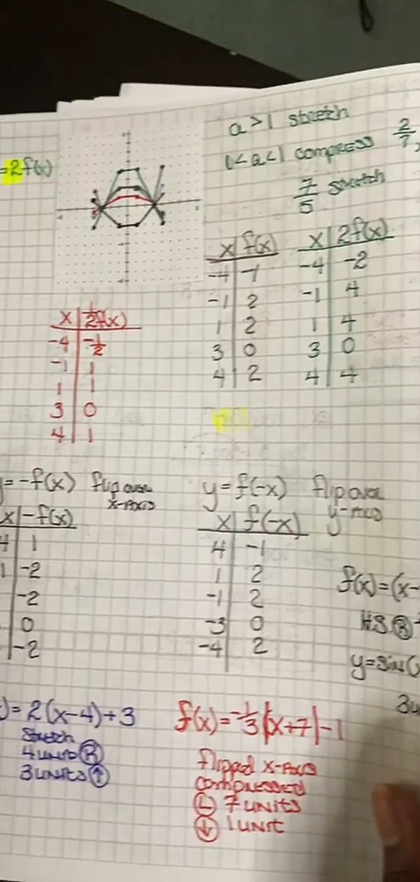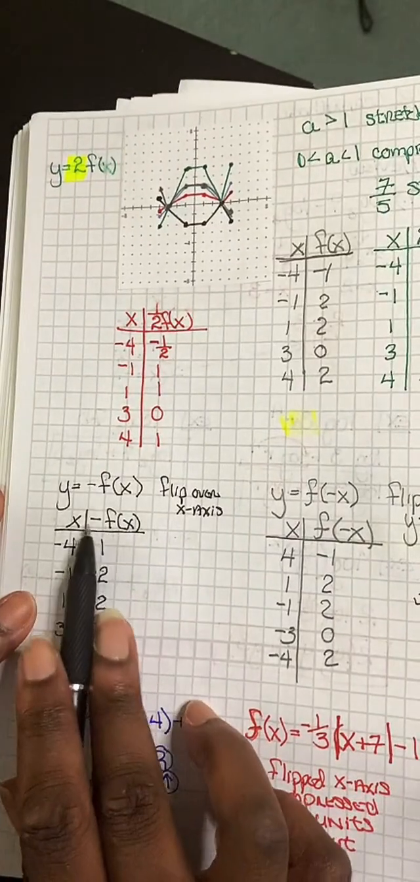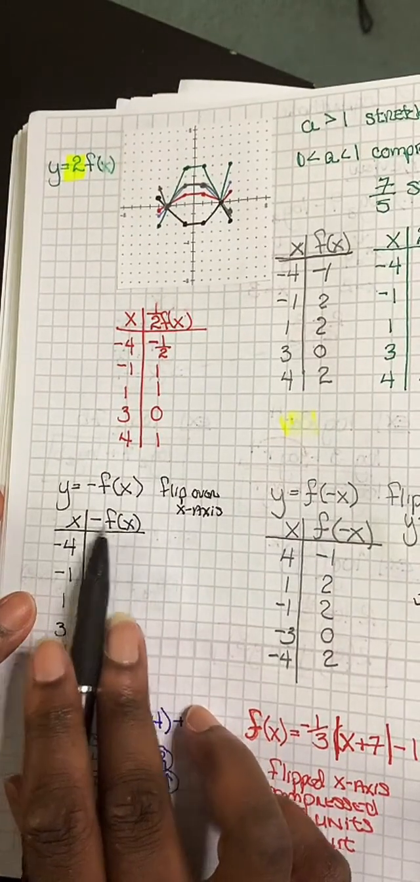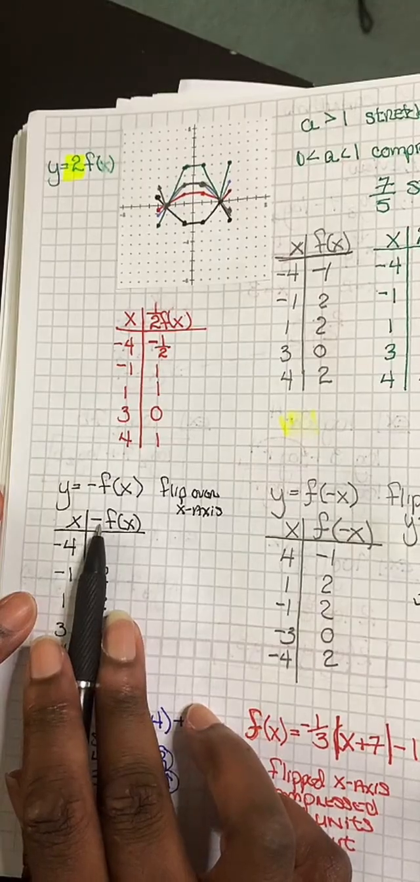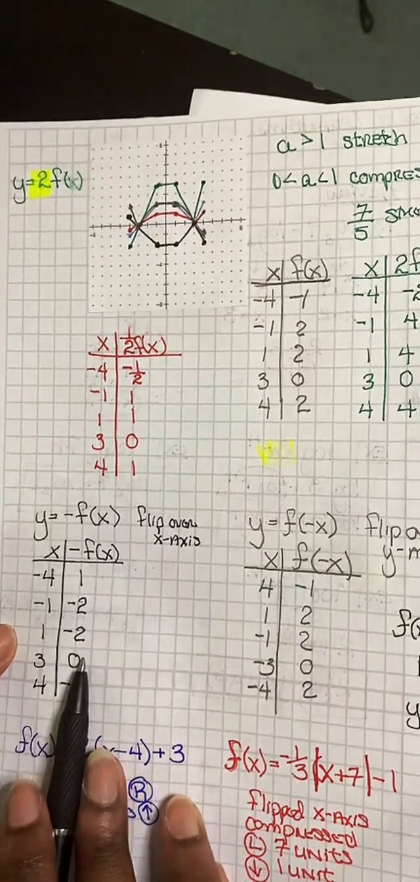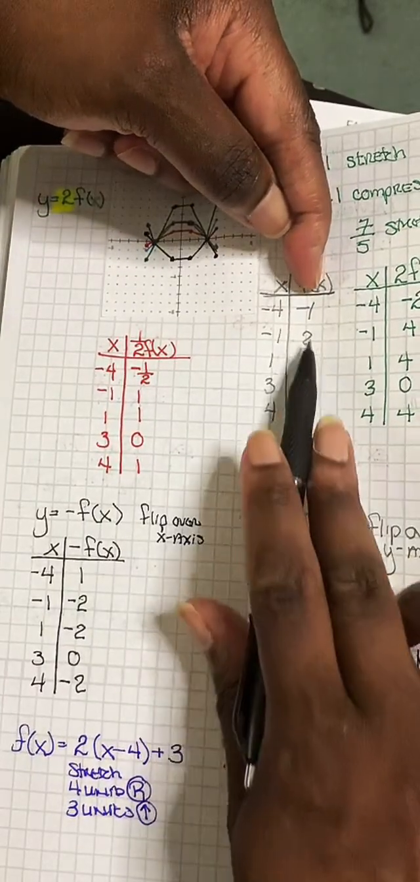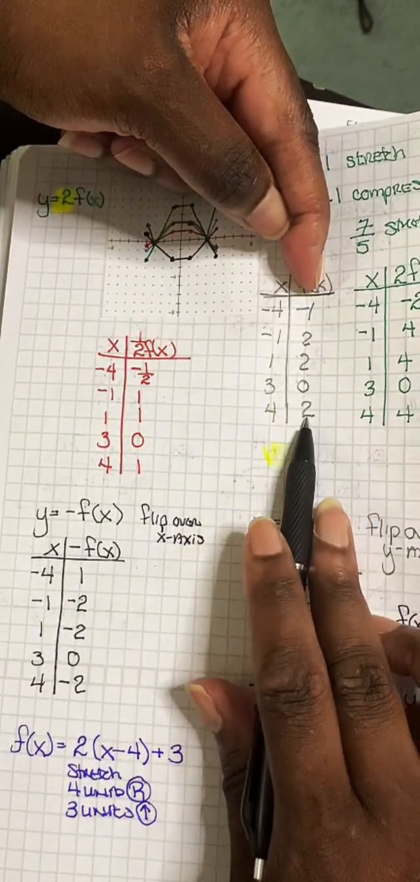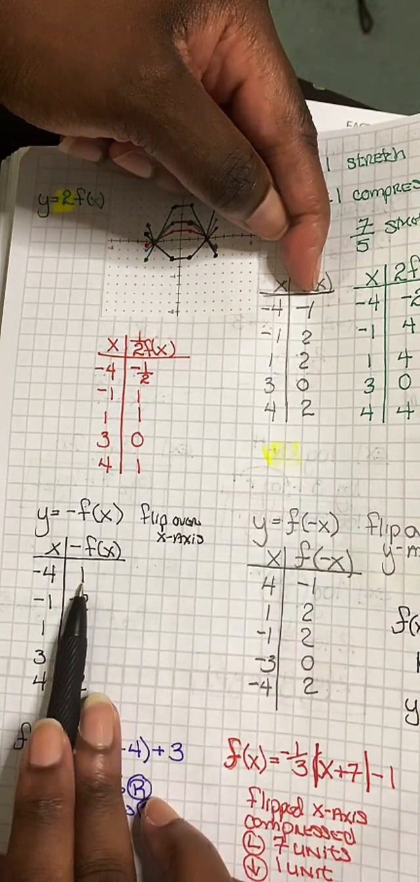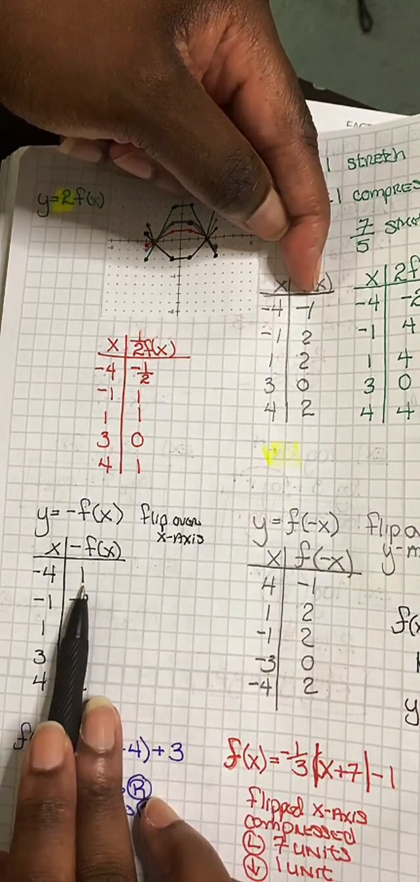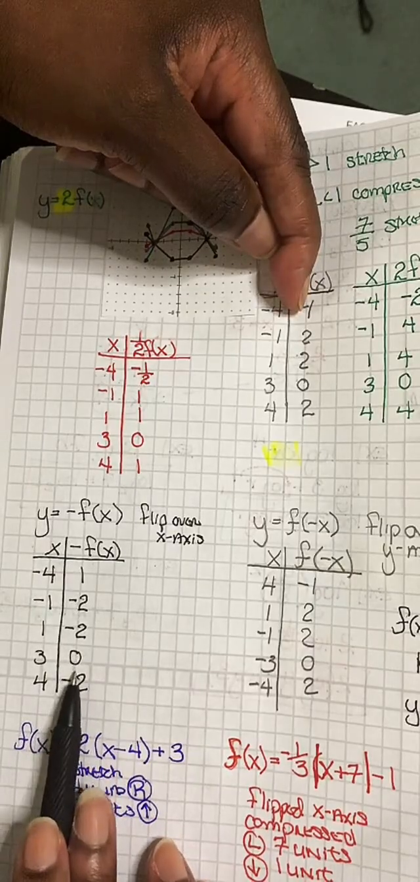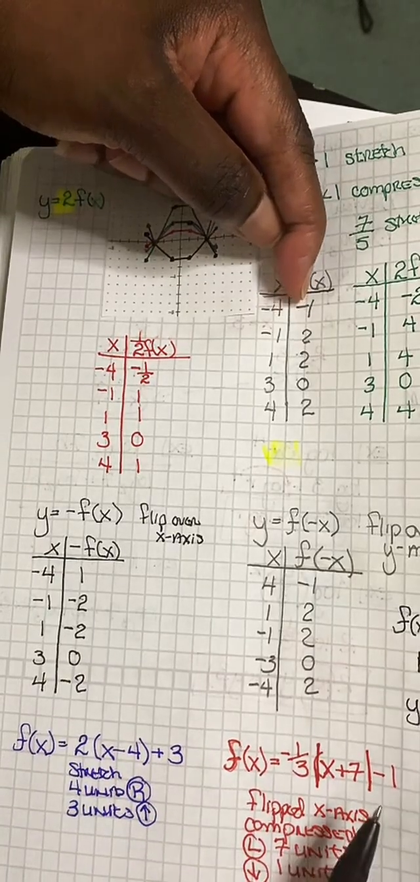But when it's outside the f of x, this is when your y values are being negated. So here are my original y's up here: -1, 2, 2, 0, 2. Now I'm going to negate them. So it's a +1, -2, 0, and then a -2.